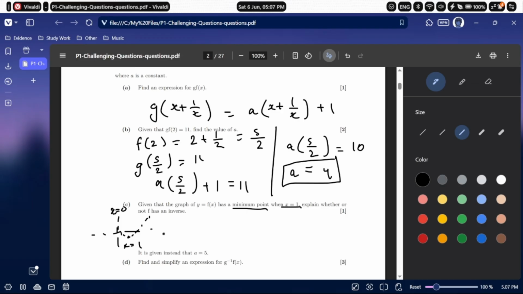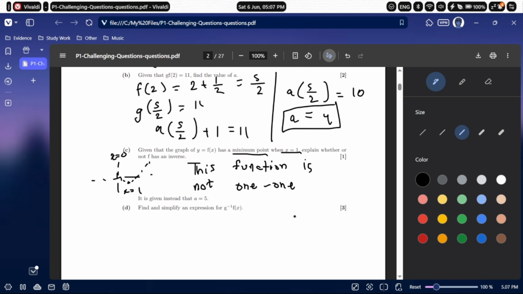So if you look at this graph over here, it won't have an inverse because it's not a one-to-one function. The condition to have an inverse function is that the function must be one-to-one. So you can just simply say this function is not one-to-one. If any of you have a doubt in this, I would just say open up Desmos or GeoGebra. You'll get a better idea that way.